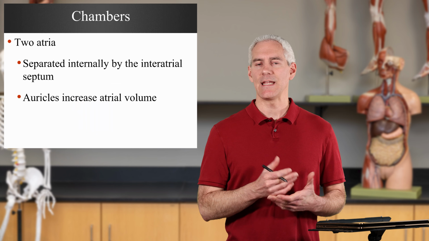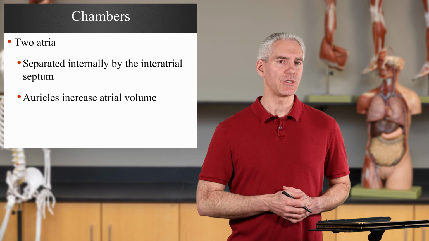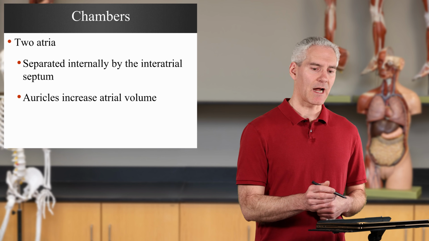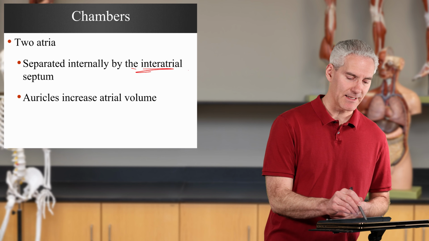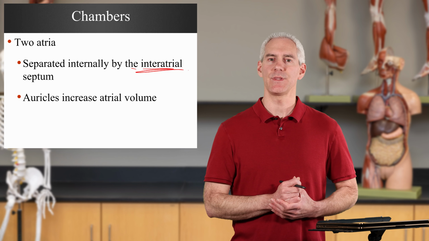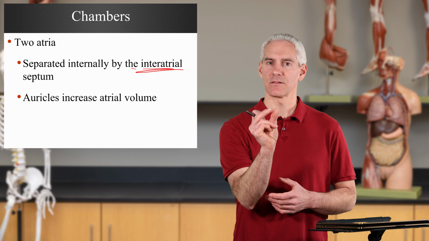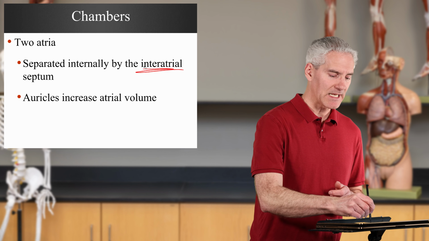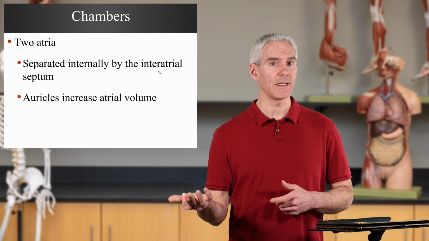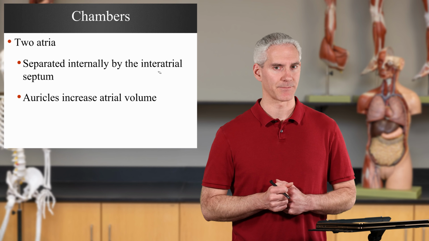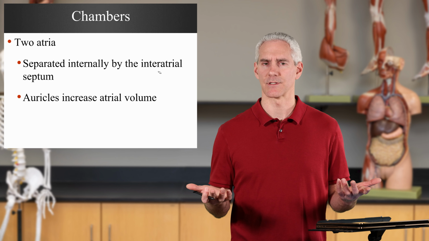So I already mentioned atria. Your heart has two atria, a right and a left atrium. Now, these are going to be separated internally by an interatrial septum. So right in between the two atria, there is going to be this layer, this wall, this interatrial septum. It's meant to keep the blood on the right side atria and the blood on the left side atrium separate. So, well, what does it make a difference?